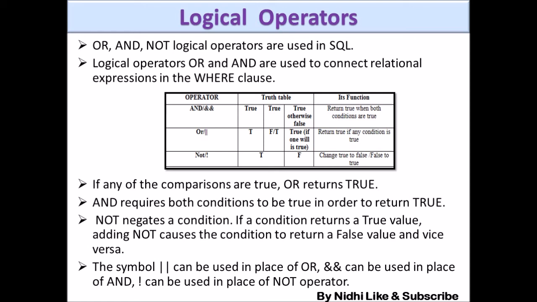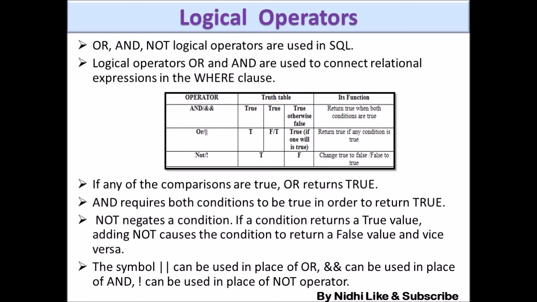OR returns true if any condition is true, and NOT means just the reverse. If something is true and you put NOT of true, then it becomes false, and if something is false and you put NOT of that, then it becomes true. So change true to false and false to true, that is the NOT operator. So see here, if any of the comparisons is true, OR returns a true value, AND requires both conditions to be true in order to return true, and NOT negates a condition. If a condition returns a true value, then adding NOT, it becomes false, and if it is false, then adding NOT, it becomes true, or vice versa.